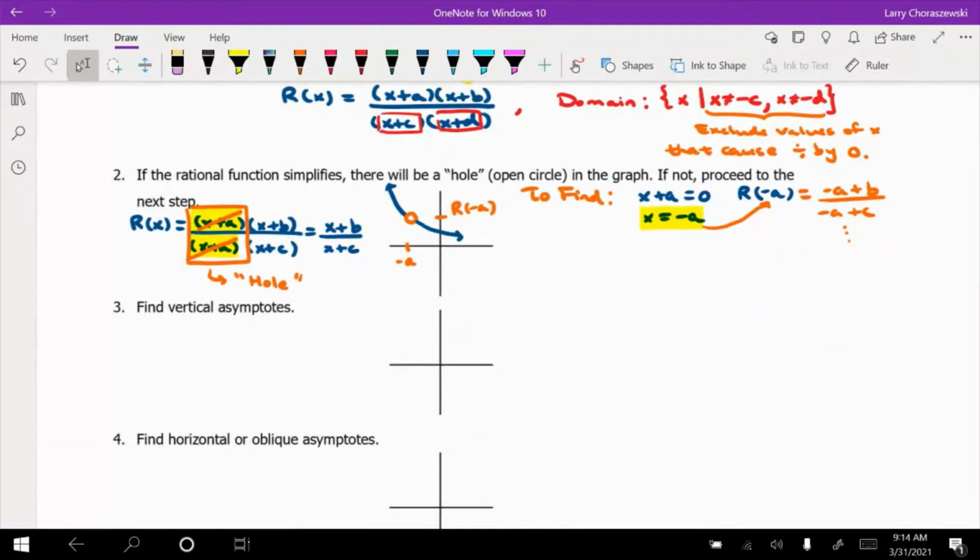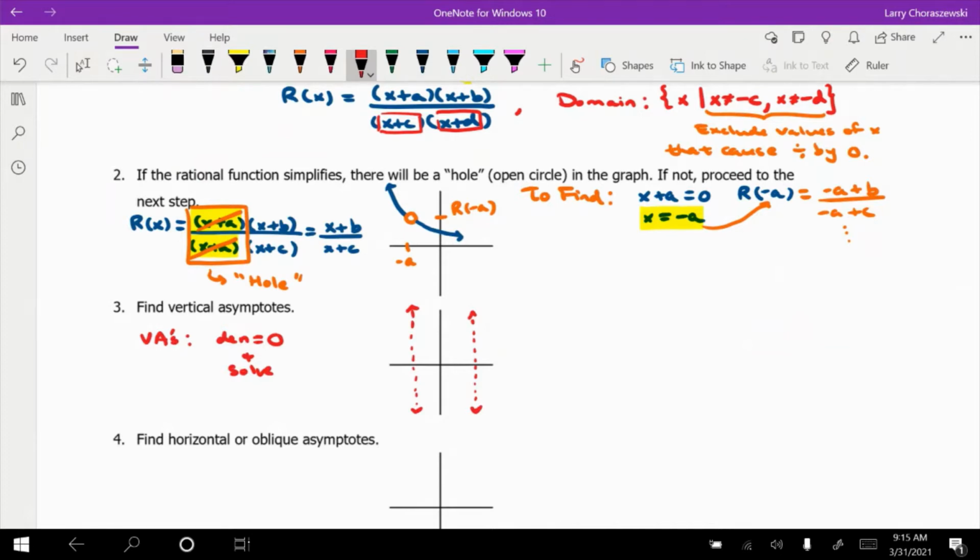So if none of our factors cancel, then we move on to step 3, where we find the vertical asymptotes. And let me remind you that in order to find the VAs, what we have to do is set the denominator equal to 0 and solve for x. So I'll say denominator equal to 0 and solve. And remember, these are going to be like those vertical dashed lines that we were sketching back in section 5.5.